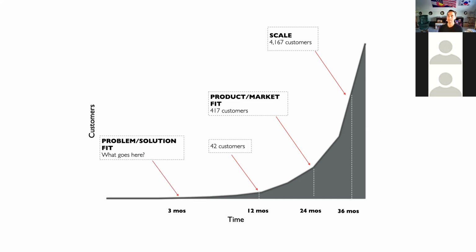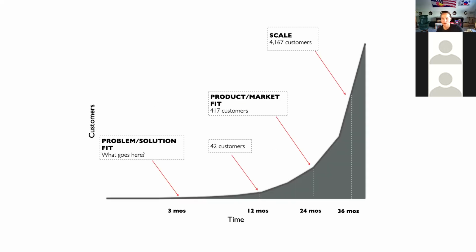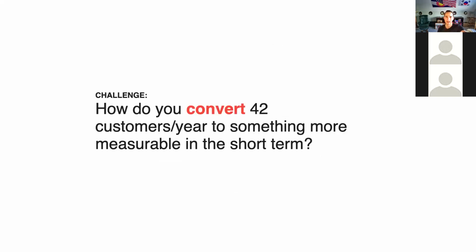All right. So in the early days, when you don't actually have a product, you might be wondering, how do I get a customer? I don't have a product. Well, in this example, there's 42 customers. So how do you convert 42 customers per year? And it's always per year, by the way. This is production rate. This is annual recurring customer creation. How do you convert 42 customers a year to something more measurable when you don't actually have something to sell?